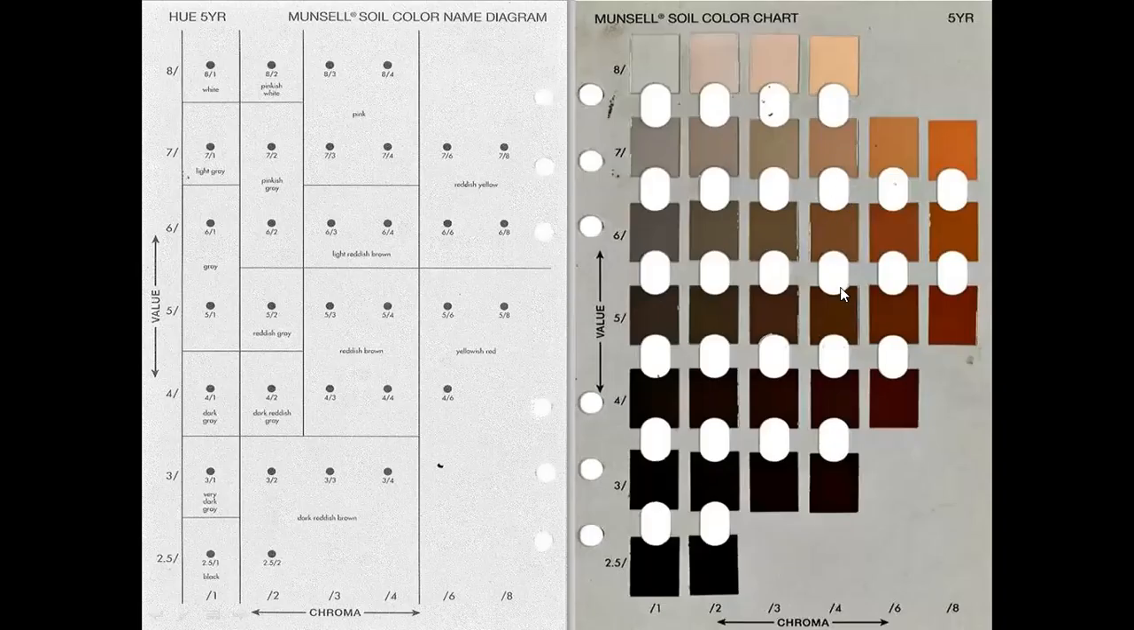Then we will compare the color. Then we will note down all the notations. Suppose your sample is here, generally you will see 7 by 3. As I said, horizontally there is a chroma value, vertically there is a value, and you can see some 5 by 6.